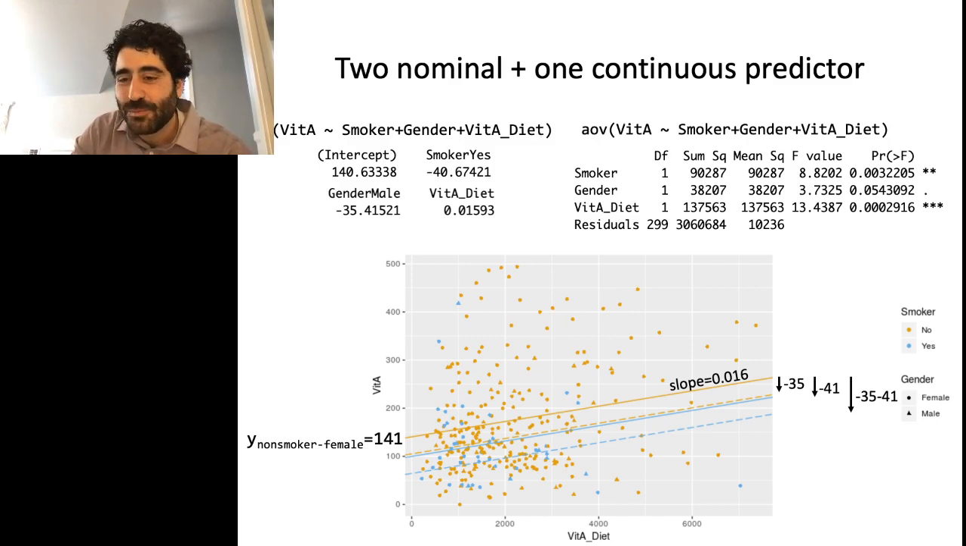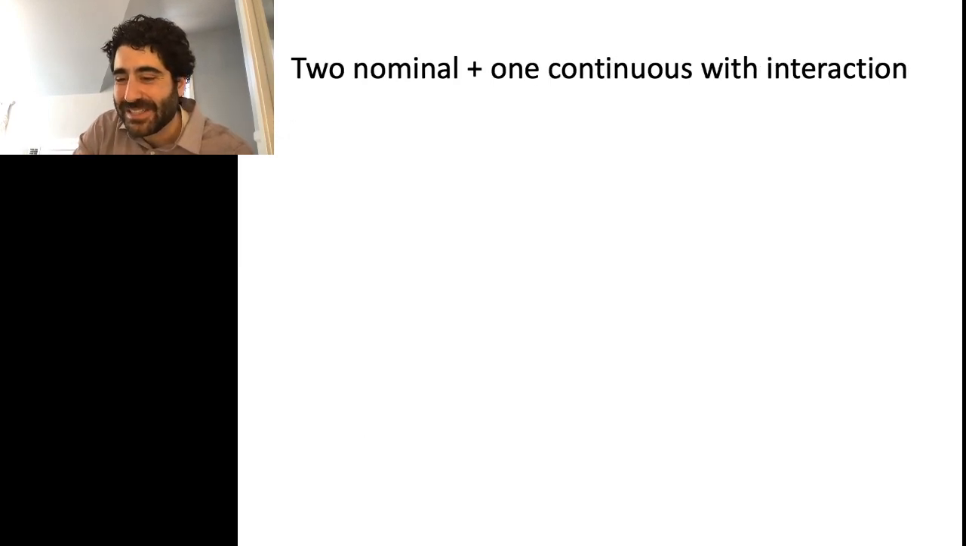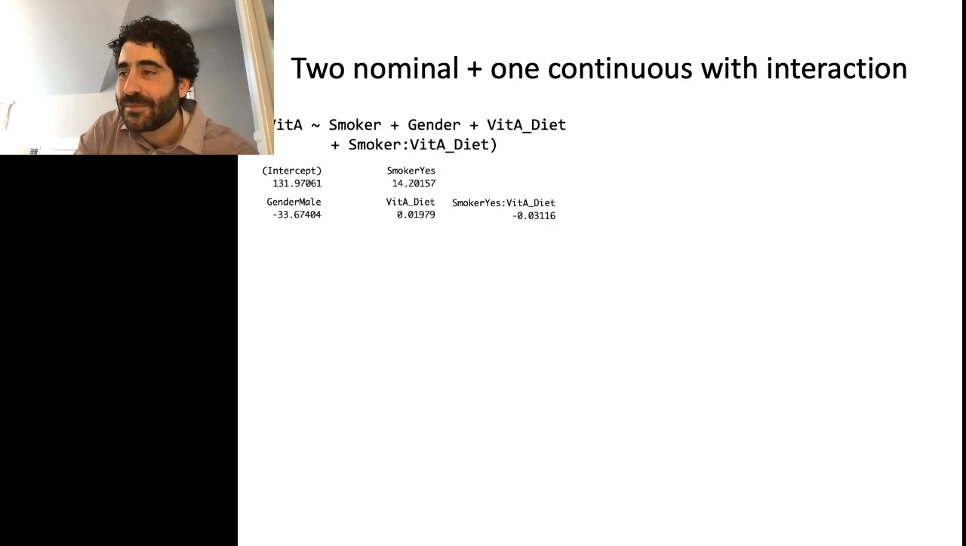Finally, I'm just going to make this one level more complicated, and then we'll be done with this example, which is that we could add an interaction term here. So here's a model where we have smoker, gender, vitamin A in diet, and then we have a smoker by vitamin A in diet interaction term. What this means is that we're going to use different vitamin A diet slopes depending on whether you're a smoker or not. So if you're not a smoker, we're going to use this slope for you. And if you are a smoker, we're going to use this different slope for you.